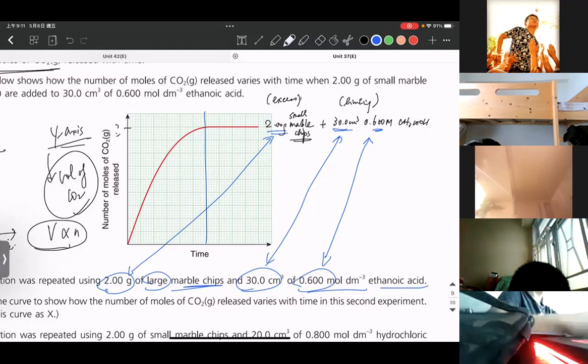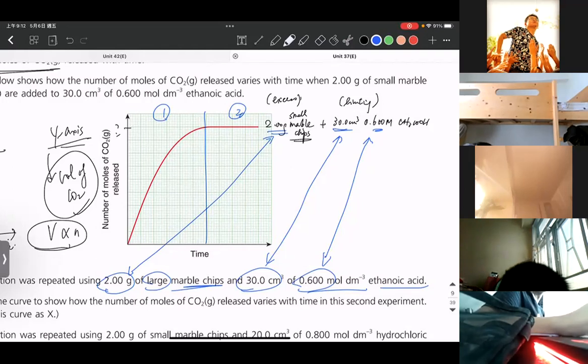Small marbles large. Sorry? Small marble chips. But what do you want to tell? I cannot hear so clearly. Could you please speak louder? Again, two parts, number one and number two. What do you want to tell about number one and number two? You want to tell number one first, or number two first? What is the change in number one and number two?